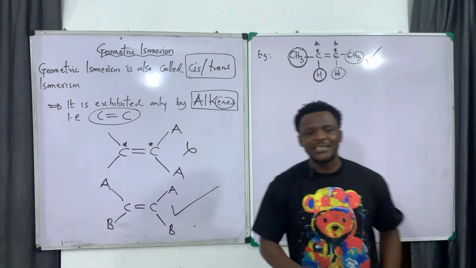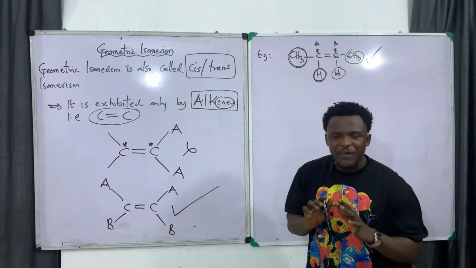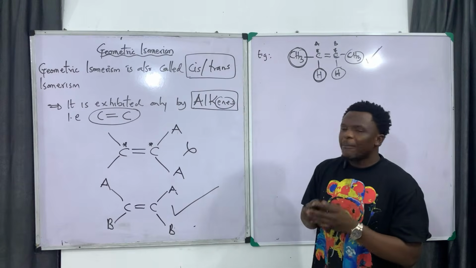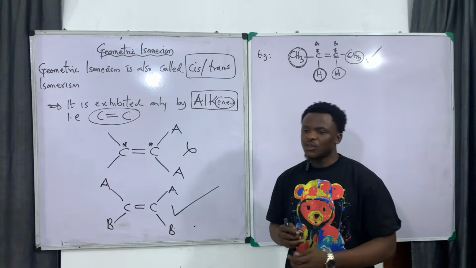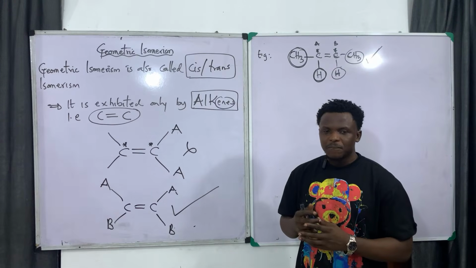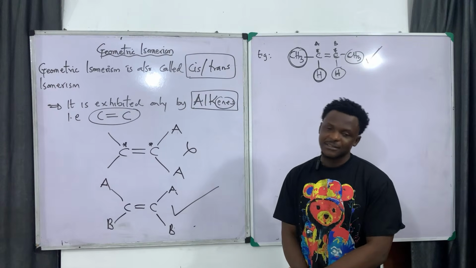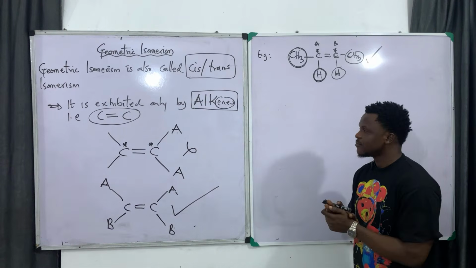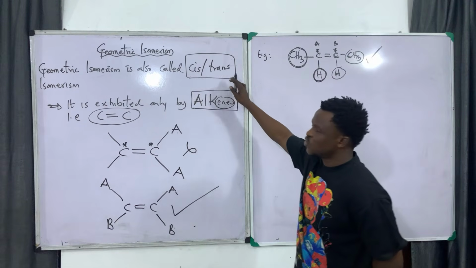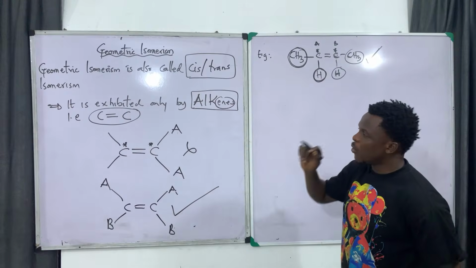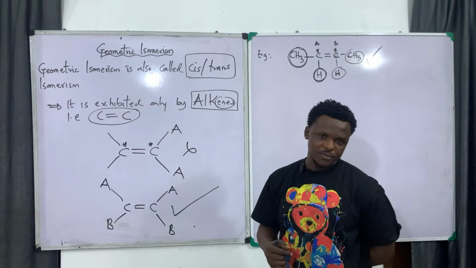Somebody asked, "Sir, is this the only criterion?" Yes. This is the only criterion that you need to know if a compound will exhibit geometric isomerism. Now, please let me explain this again for the sake of those who did not follow. I don't like when some persons are following while others are not. I said geometric isomerism is also called cis-trans. For any compound to exhibit geometry, how would you know? We will take some questions.